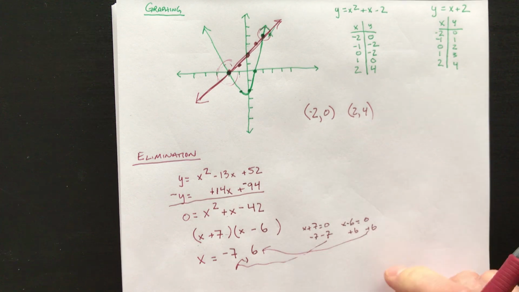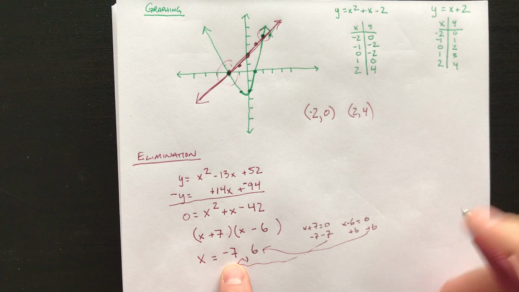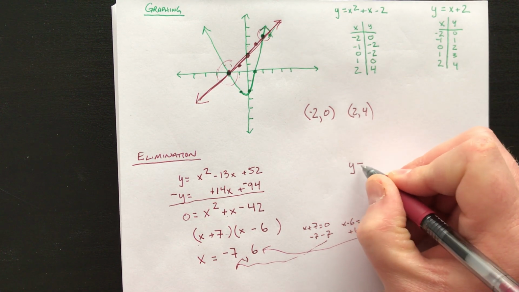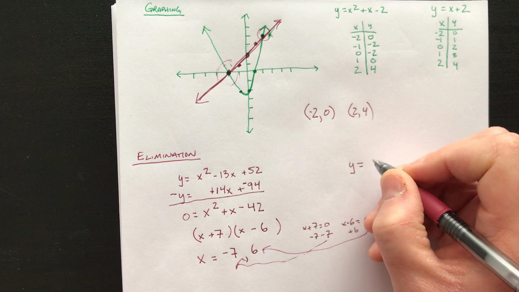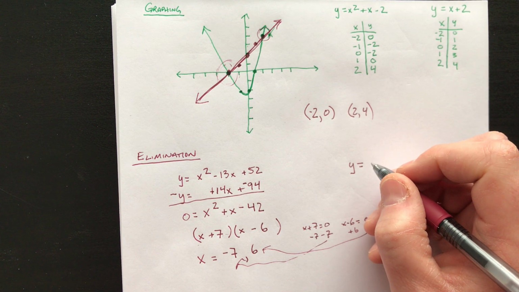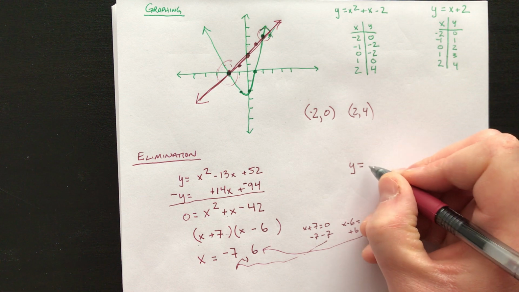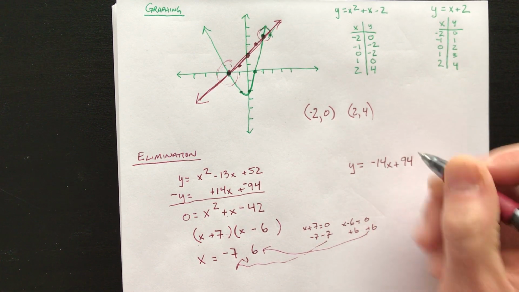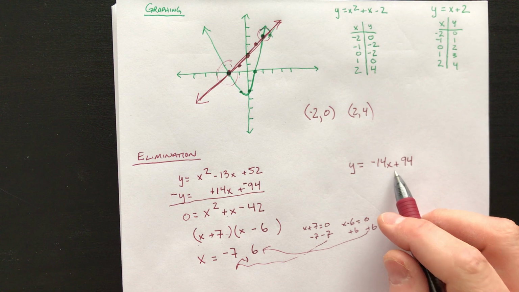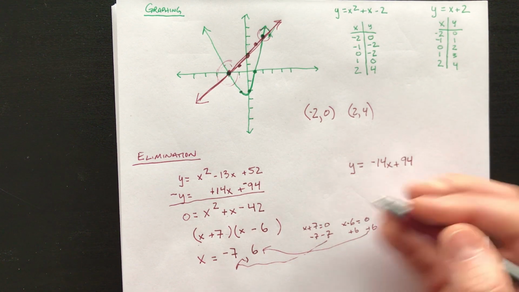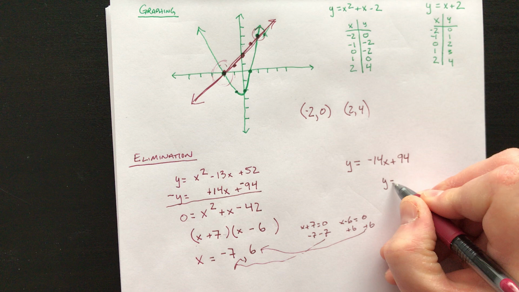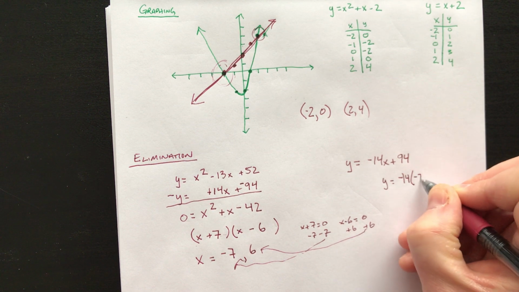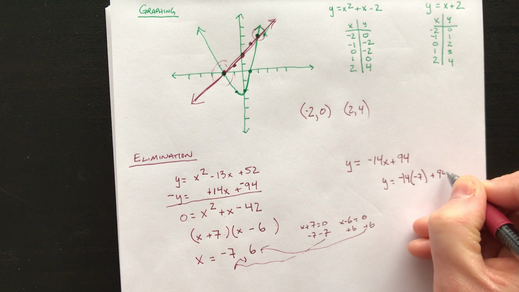All right? So I'm going to take negative 7. So y is equal to negative 14x plus 94. That's my original equation that I'm going to plug into. All right? So first comes a negative 7. So y is equal to negative 14 times negative 7 plus 94.